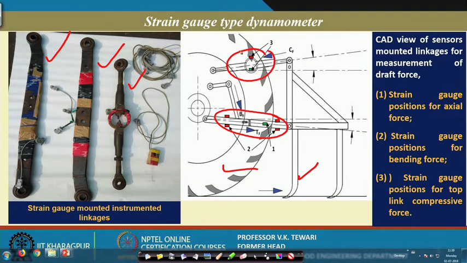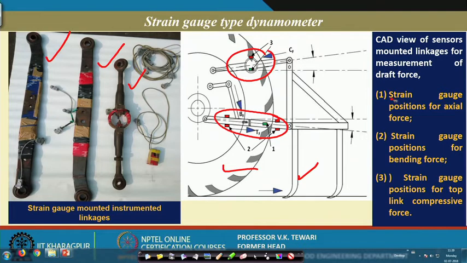So, this is the actual thing which we have done, and in the diagram we are showing how it looks when you see a side elevation. This is the CAD view of the sensors mounted.